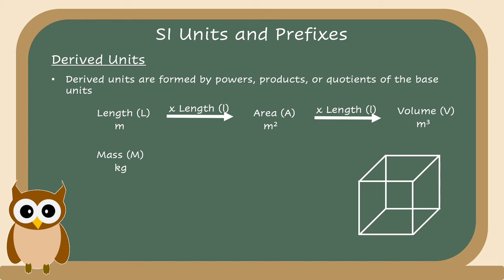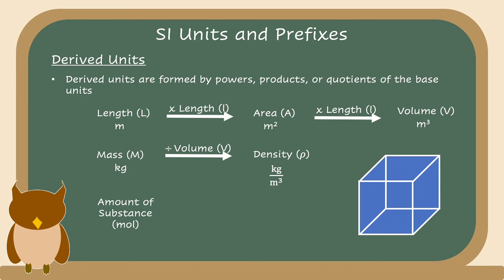If we take mass, for example, with kilograms as its units, and divide by volume, we get density with the units kilograms per cubic meter. A third basic quantity, the amount of substance, can also be divided by volume to give us concentration in moles per cubic meter.